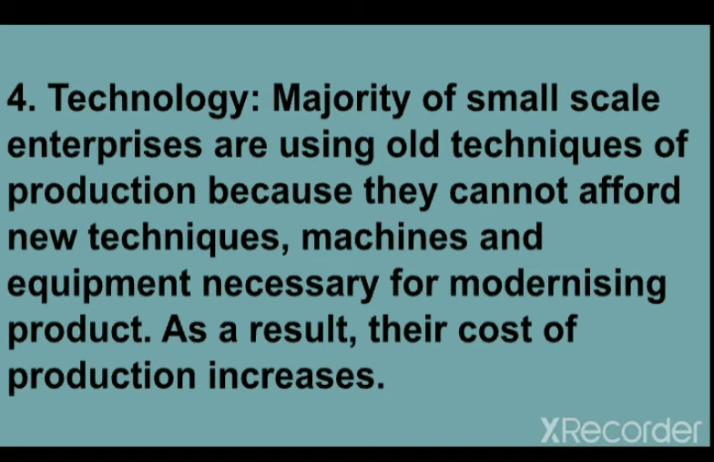Next is relating to technology, and this also we can connect with the finance problem, that due to shortage of finance, modern technologies cannot be used by the small scale industries. They are using old technology, old machines, due to which the production is not as per the standard, and this will lead to a higher cost of production, and if there is a higher cost of production, this will lead to losses to the firm. Okay, so this is also a big problem for the small scale industries.